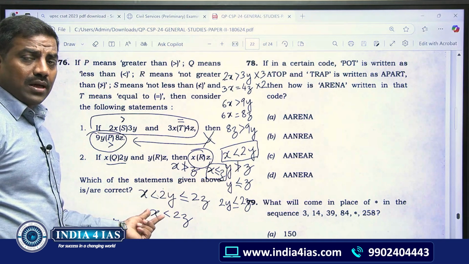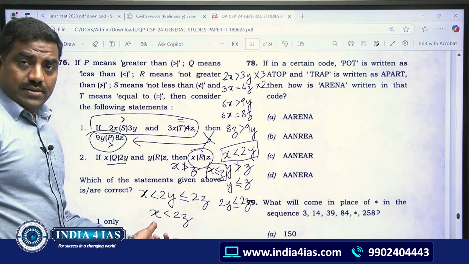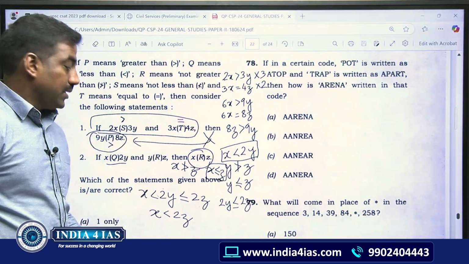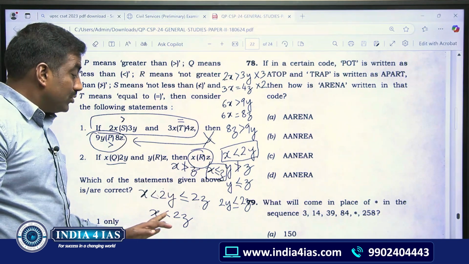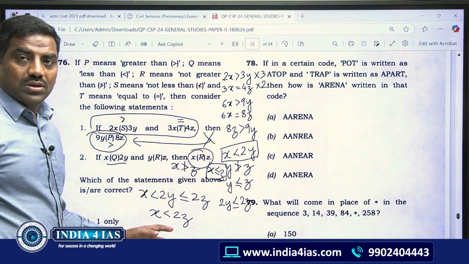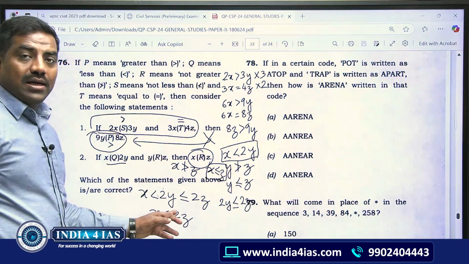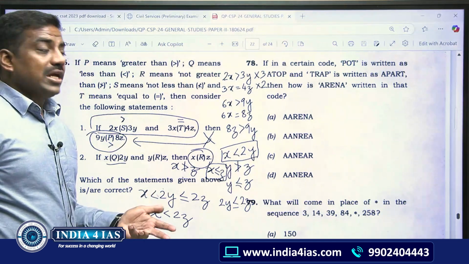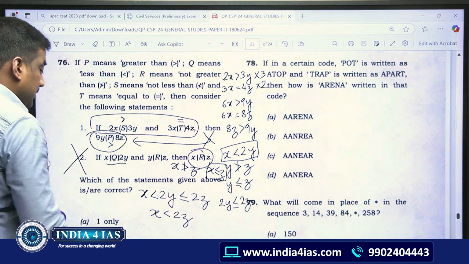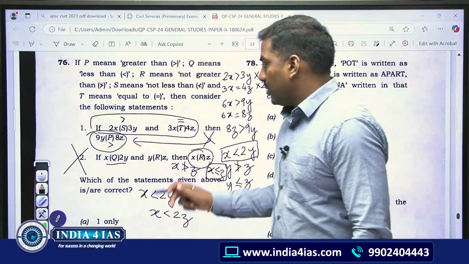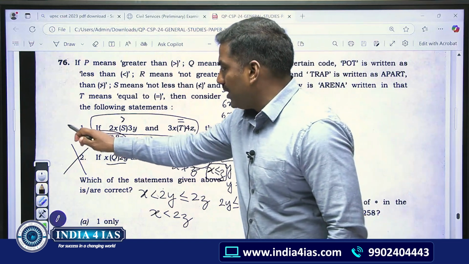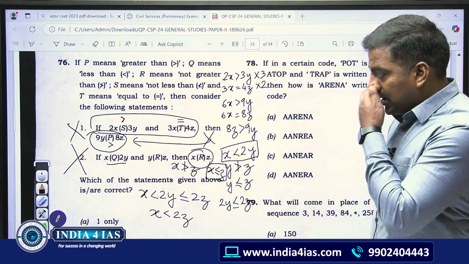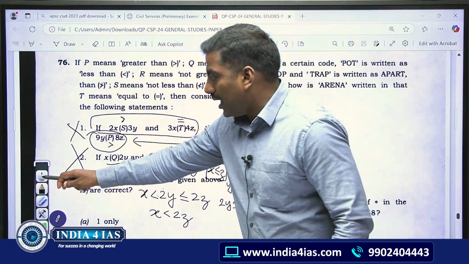Yes, x is less than or equal to 2z. But whether x is less than z? No, we cannot tell that. x equal to z, x is less than 2z. So can x equal z? The possibility is there, but we cannot tell perfectly. So statement 2 is wrong. But here what we have seen, even statement 1 is wrong. We are not able to conclude perfectly in both cases. In such a case, neither of the statements is correct.